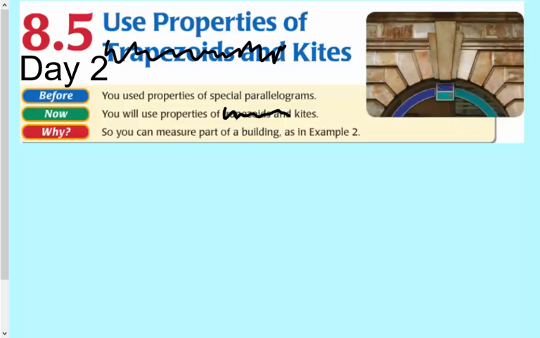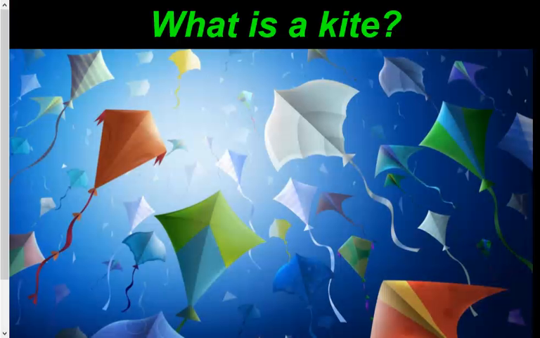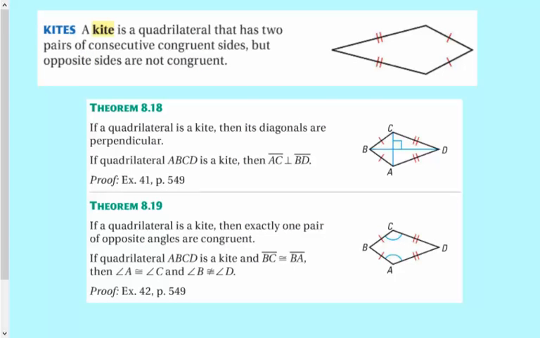So first let's talk about what actually is a kite, other than it's something that flies in the air with string attached to it. Basically, a kite is a quadrilateral with 2 sets of consecutive sides congruent, such that the opposite sides are not congruent. Because if the opposite sides were congruent and the consecutive sides were congruent, then the shape would just be a rhombus. And this is something completely different than a rhombus. So here's your definition: quadrilateral that has 2 pairs of consecutive sides being congruent, but opposite sides are not congruent.